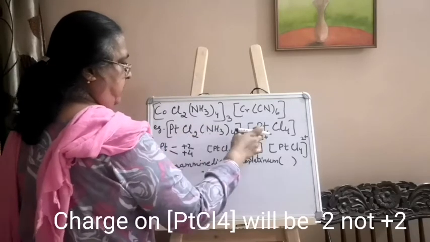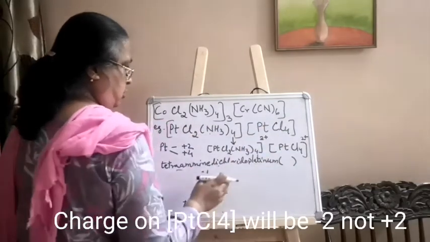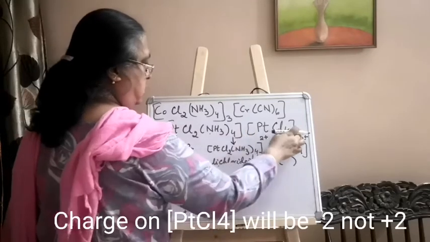The cationic part has plus 2 and the anionic part has plus 2, and that's why no number is given.